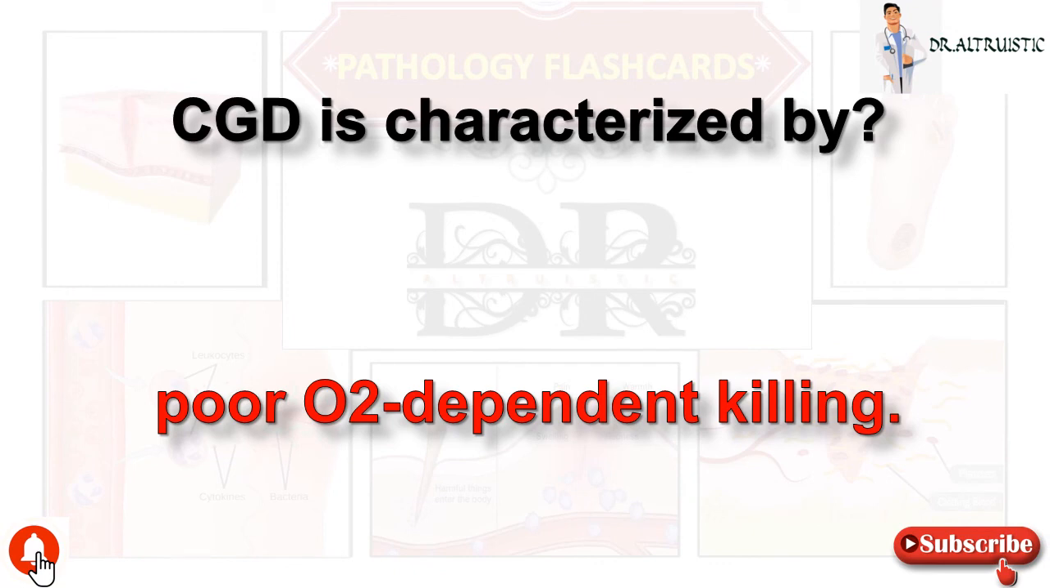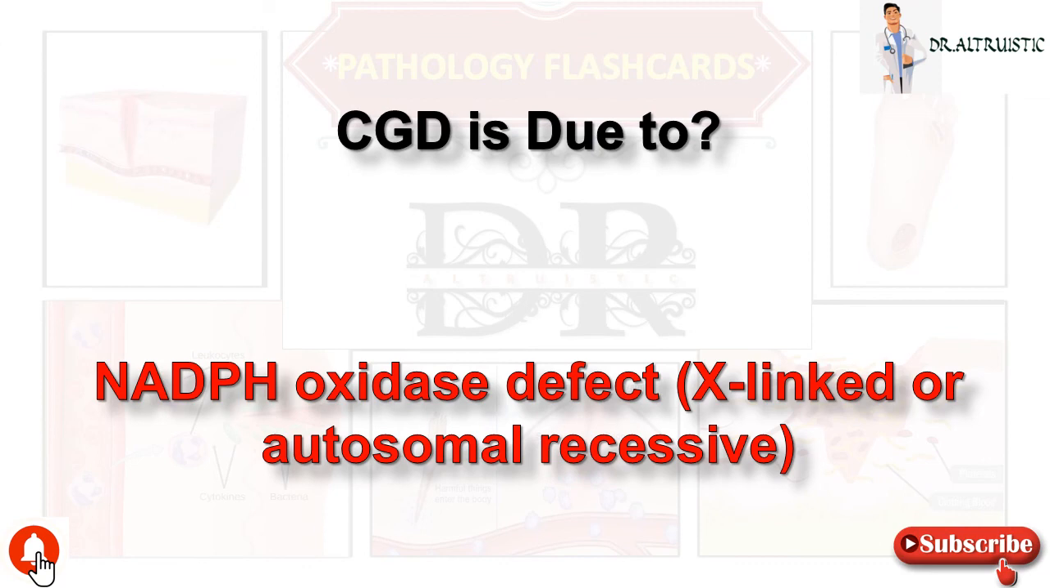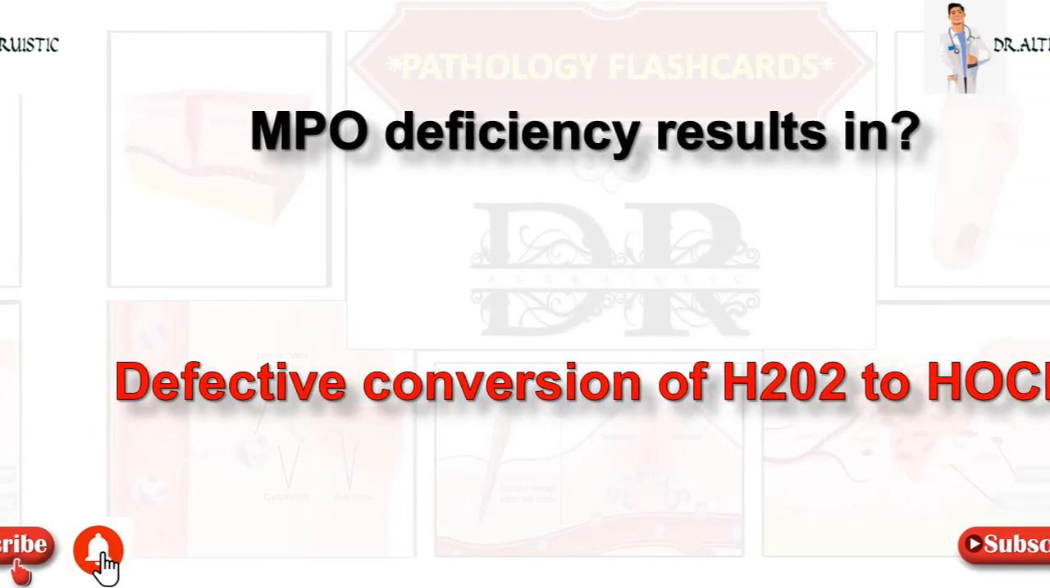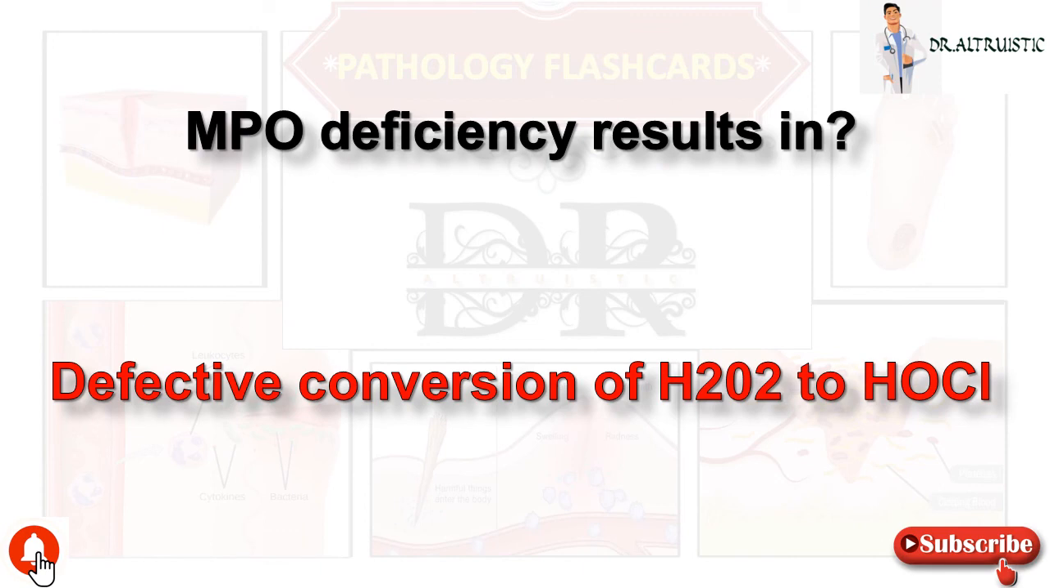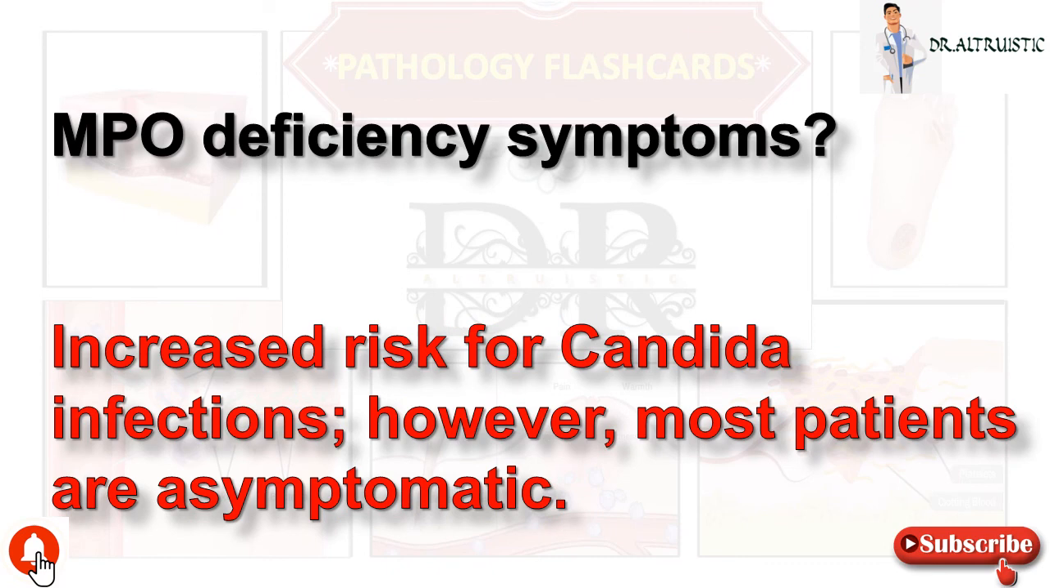CGD is characterized by poor O2 dependent killing. CGD is due to NADPH oxidase defect, X-linked or autosomal recessive. MPO deficiency results in defective conversion of H2O2 to hypochlorite. MPO deficiency symptoms: increased risk for Candida infections, however, most patients are asymptomatic.